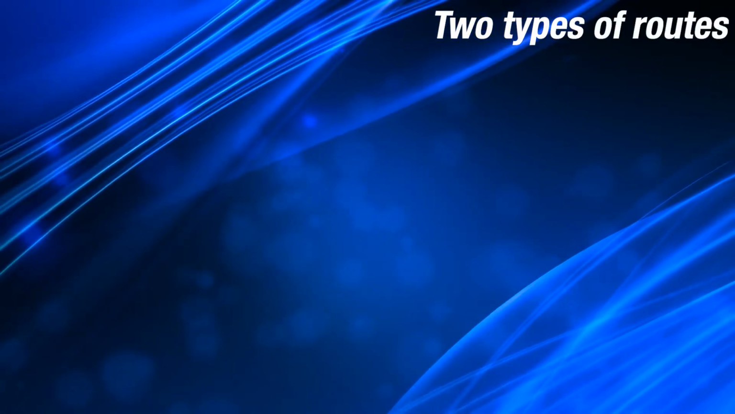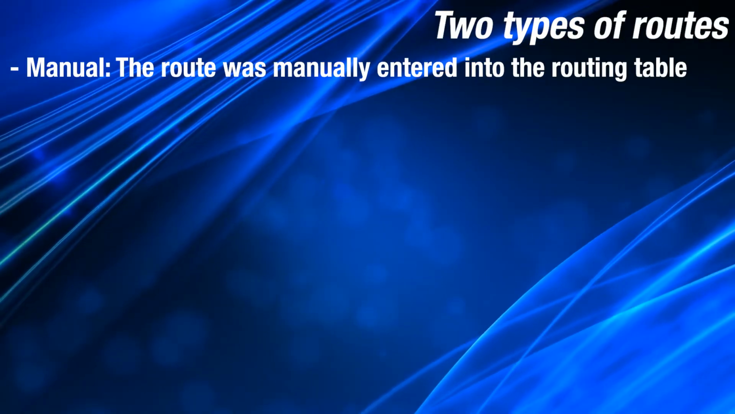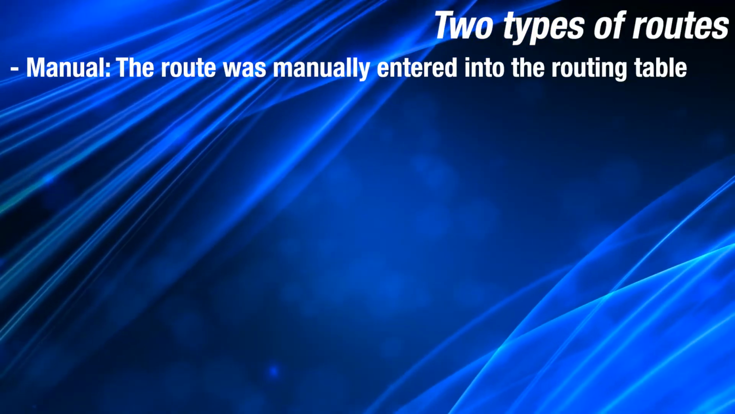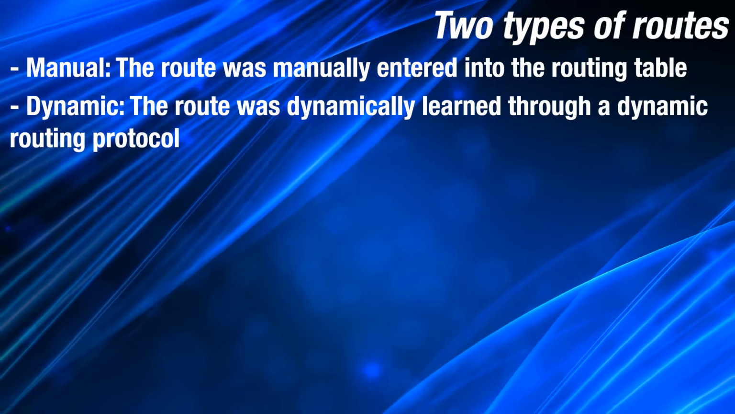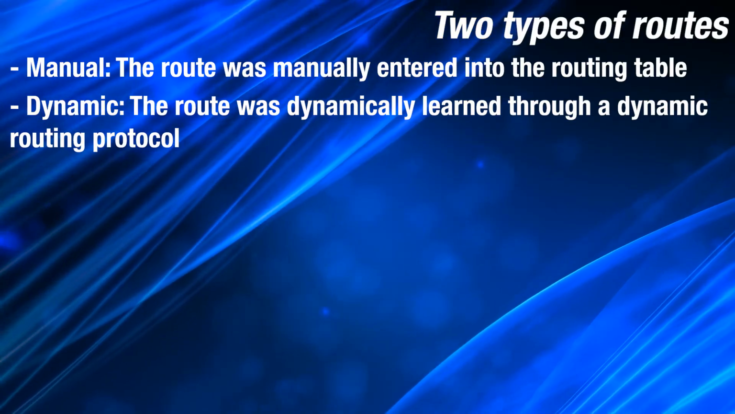Static routes are very common and can be more efficient than dynamic routes. Routers can learn about remote networks in two different ways, manual and dynamic. Manual is usually when someone enters a static route into the routing table. Dynamic is done after dynamic routing protocols are configured.